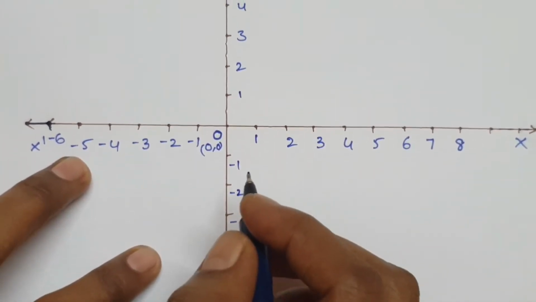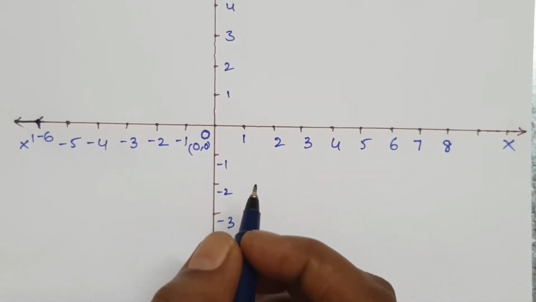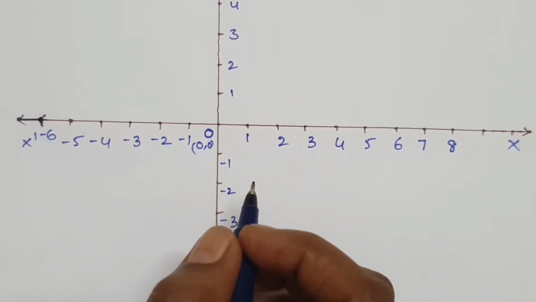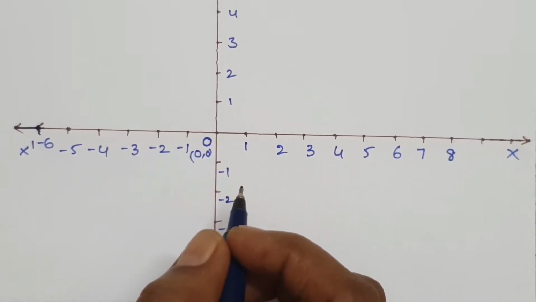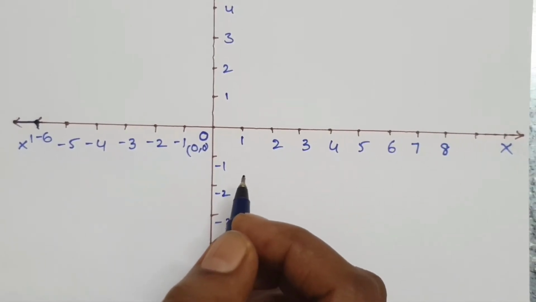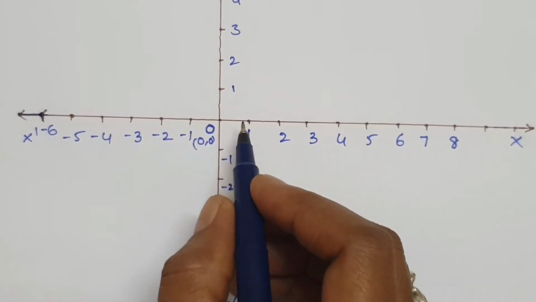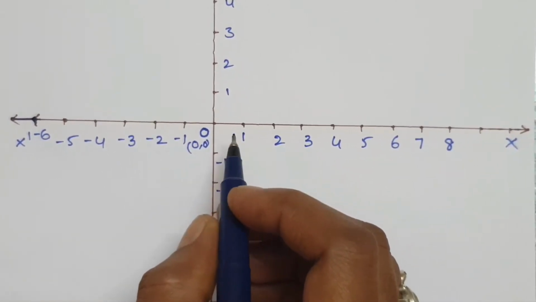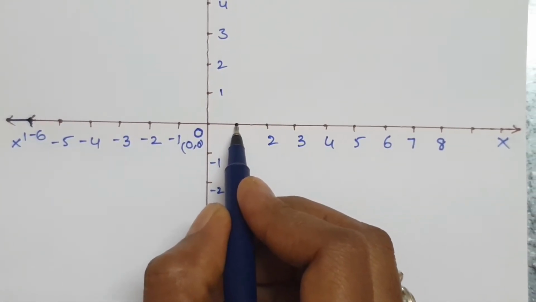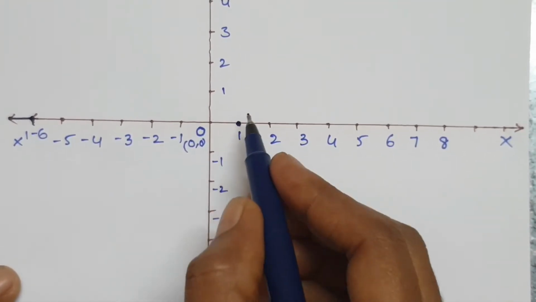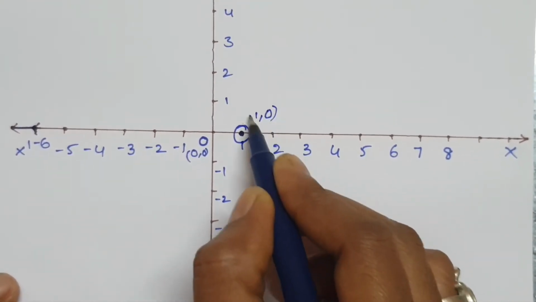Here is the first problem. The first one is (1, 0). The first number is the x ordinate, the second is the y ordinate. So the first number we see on the x-axis, the second on the y-axis. Here the y ordinate is 0. That's why it lies on the positive x-axis, at (1, 0). The 0 means it is on the positive x-axis. This is (1, 0), the first point.